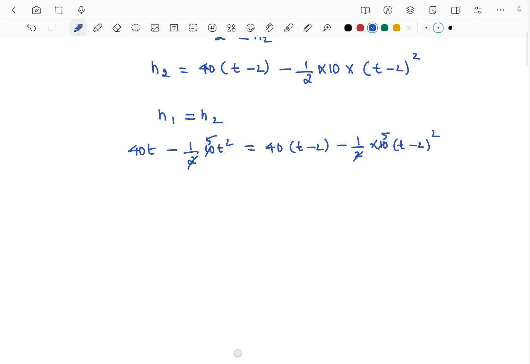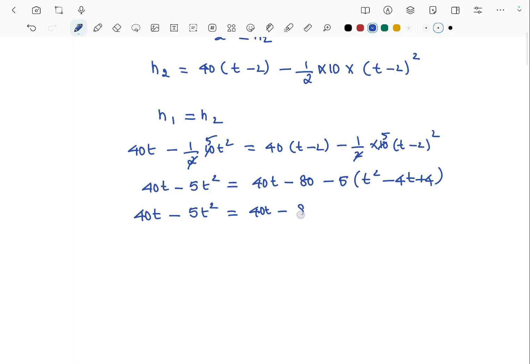Let's simplify the equation and write it as 40t minus 5t square should be equal to 40t minus 80 minus 5 into (t square minus 4t plus 4). Again, when you remove this bracket, this is going to become 40t minus 5t square equal to 40t minus 80 minus 5t square plus 20t minus 20.